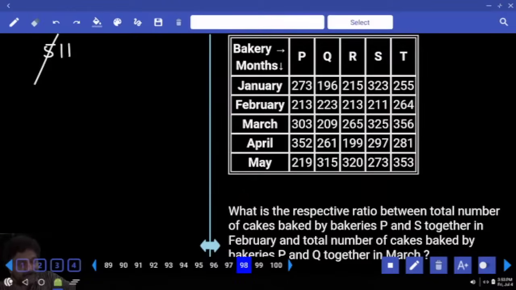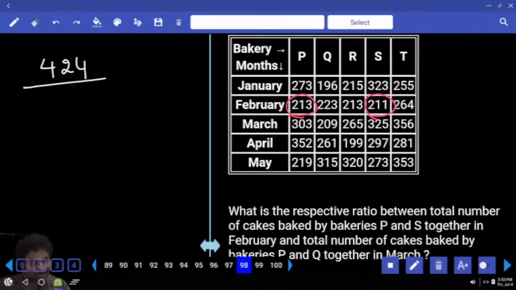What is the respective ratio between total number of cakes baked by bakeries P, S together in February? P, S together in February. 424. Cakes baked by P, Q together in March. P, Q together in March. 512. Correct?